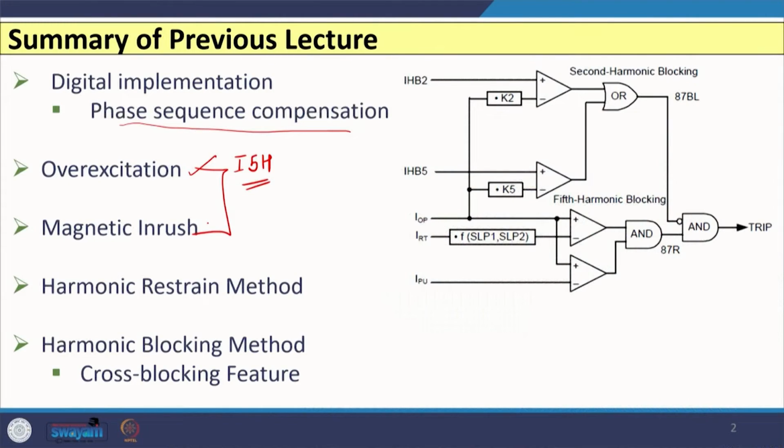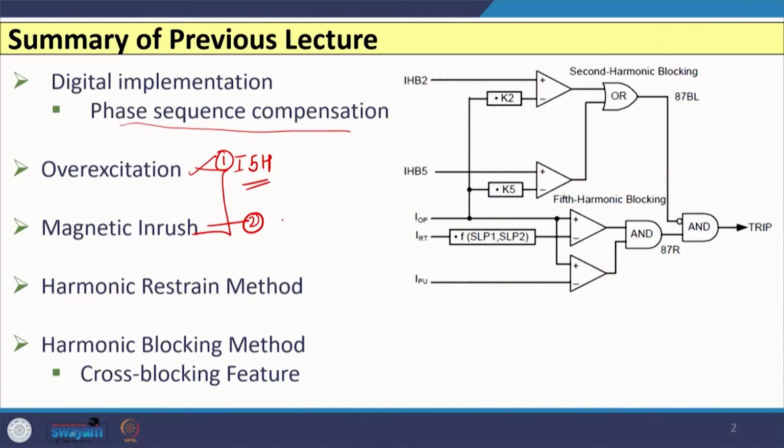After that we have discussed the second important phenomenon, that is known as the magnetizing inrush, and we have seen that whenever we energize an unloaded or lightly loaded power transformer, then such a phenomenon occurs. It depends on many parameters, for example, what is the residual flux remaining in the core of the transformer, or what is the source impedance, and the angle at which we are going to energize the transformer.